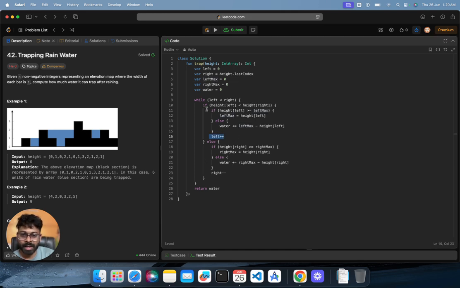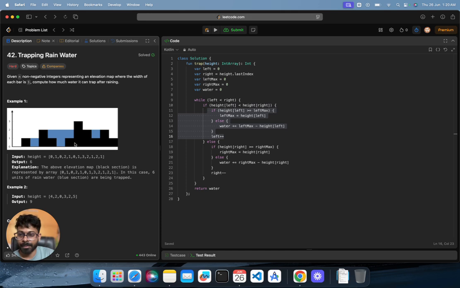So one of two things will happen when we are moving and processing the smaller wall. Either the newer element would be smaller or larger. If it is smaller, just trap the water. If it is not smaller, if it is larger or equal, then just update the left max.